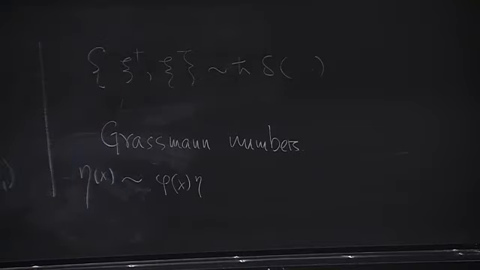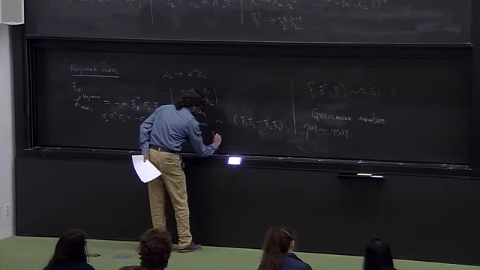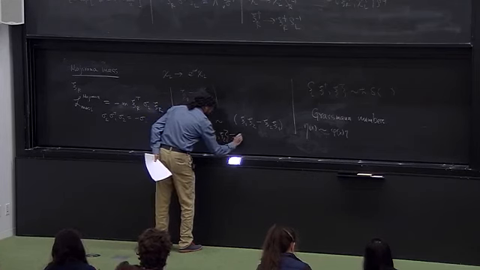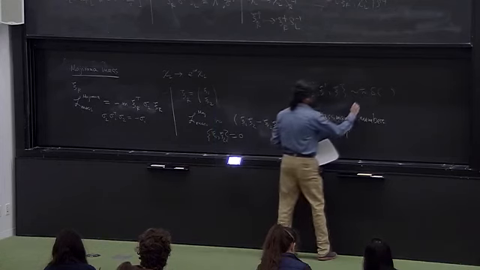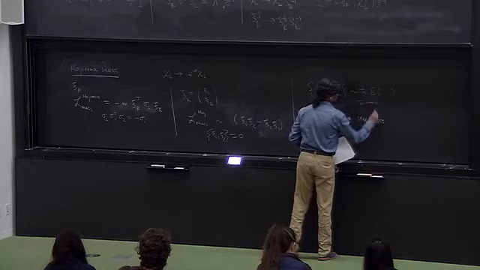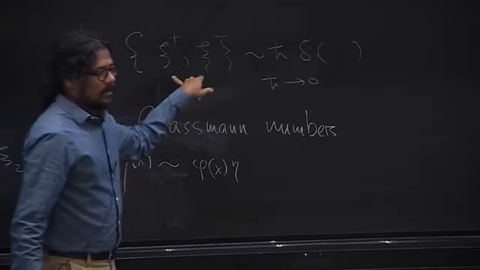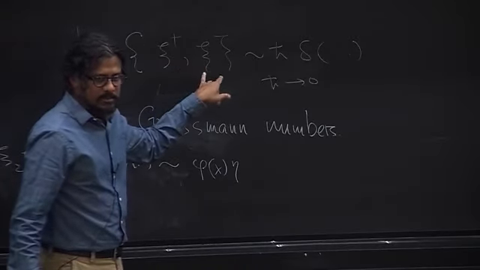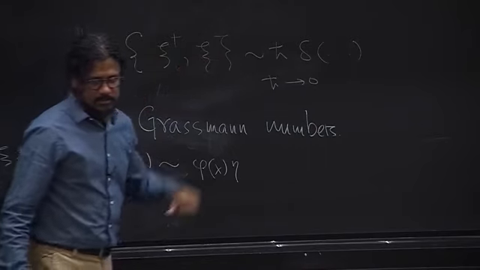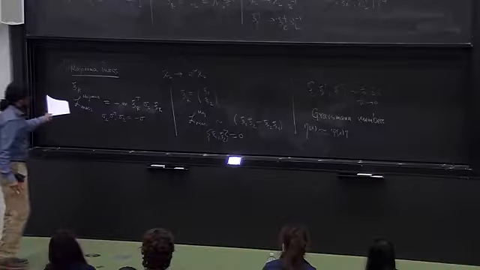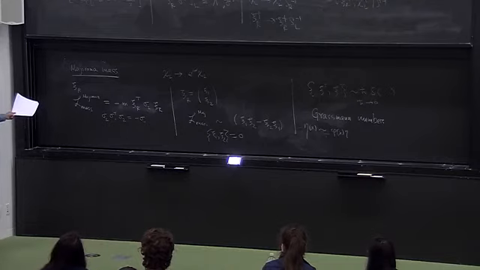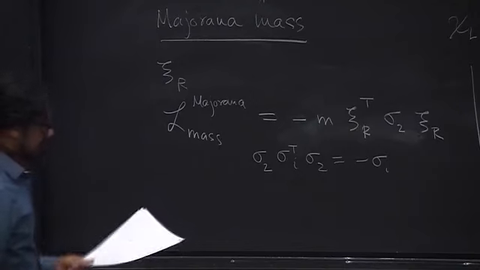So you have to assume that these actually anti-commute. So in the classical limit, which is the h equals 0 limit, the quantization condition we'll see will actually be consistent with this. Okay? So this is the story of how you can give mass to Weyl spinors.